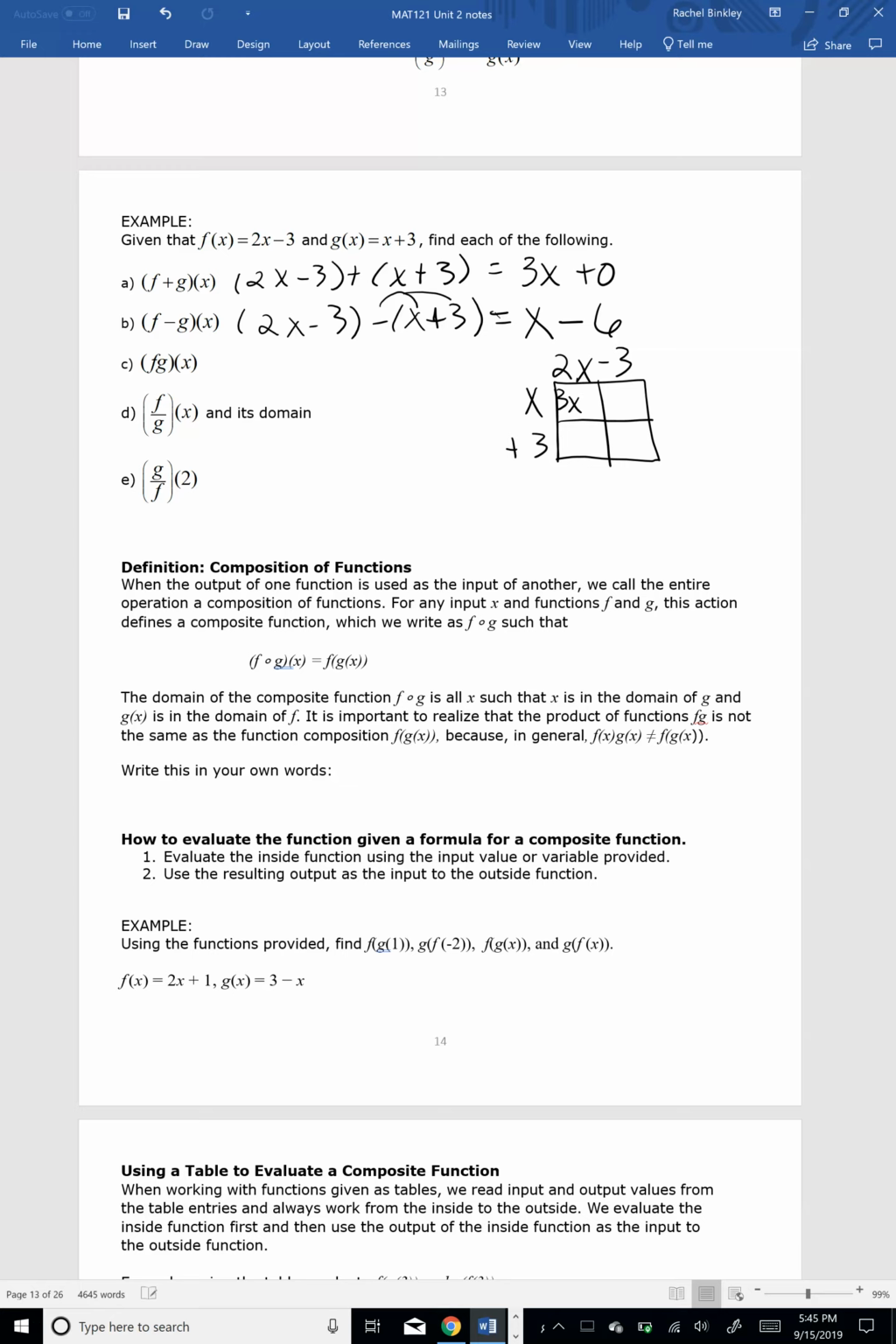So it's going to be 2x squared minus 3x plus 6x minus 9. Why did I do 3x there? 2x squared, duh. 2x squared plus 3x when I combine the x's, minus 9.